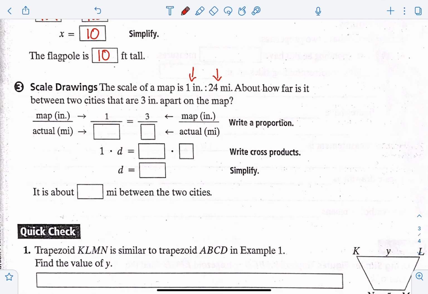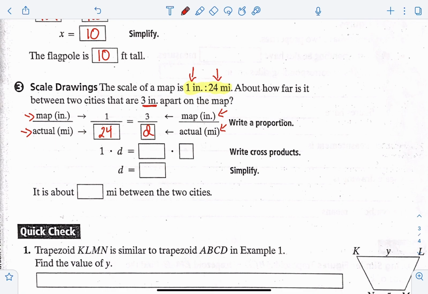So they show you that you're going to do inches on top for the map and miles on the bottom for each fraction. For the first one, we have 1 inch over 24 miles because that's the proportion they gave us. On the other fraction, we have 3 inches, because the towns are 3 inches apart, over D for miles, because we don't know how many miles it is. Then we're going to set it up the same way, doing those cross products.